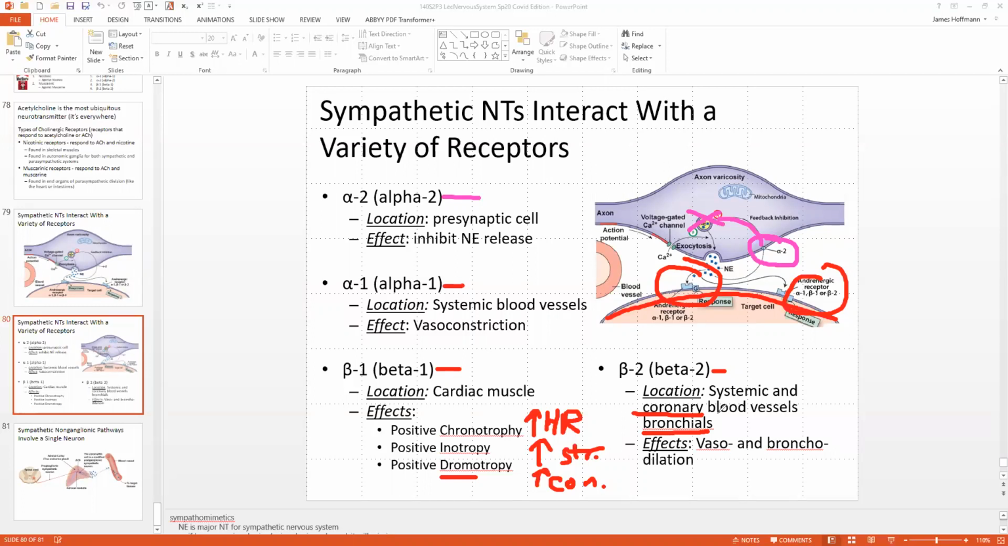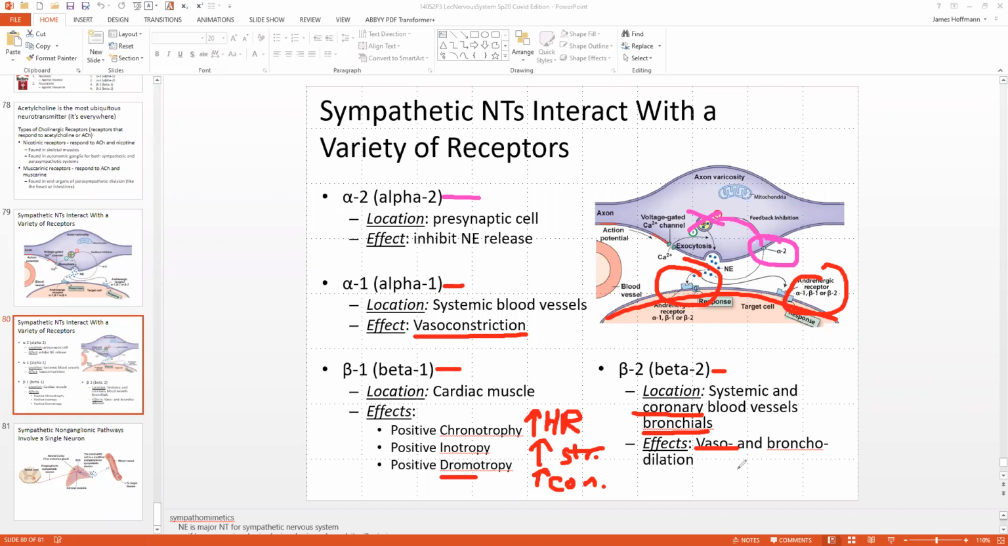So this is a great example where, again, it's the receptor that gives the effect. In the alpha-1, we saw that it causes vasoconstriction, right? So the alpha-1 constricts blood vessels. It causes smooth muscle contraction, while the beta-2s cause vasodilation. So they relax smooth muscle.